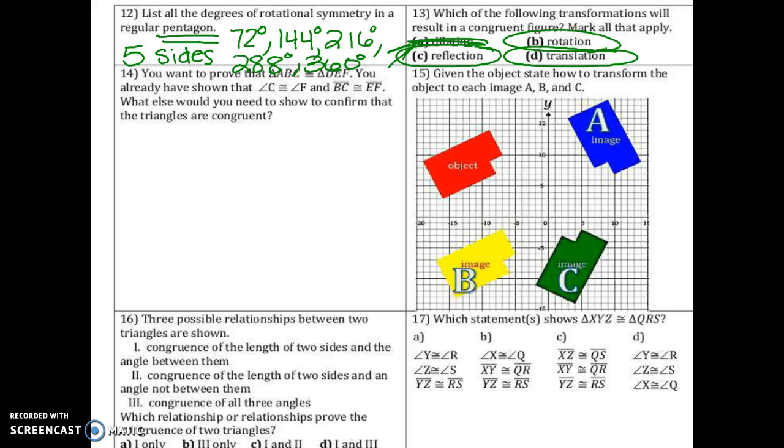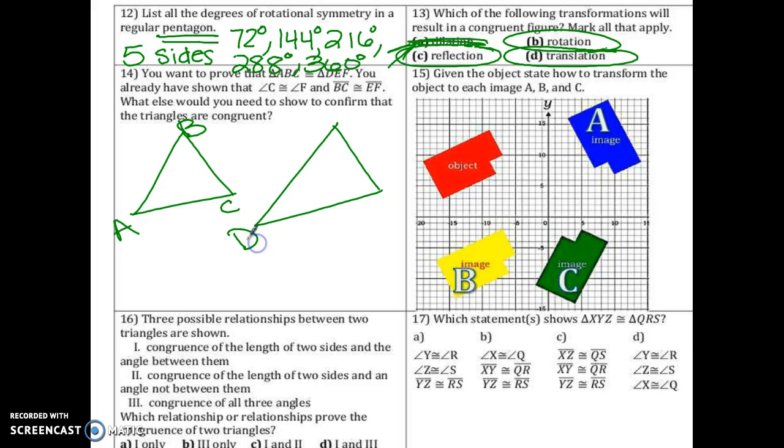You want to prove that 2 triangles are congruent. You already have shown that angle C is congruent to F and side BC is congruent to EF. What else do you need to know to confirm that the triangles are congruent? So I would draw out 2 triangles. You can draw them however you want to. Okay, so I've got ABC is congruent to DEF. They need to go in that same order, D, E, F.